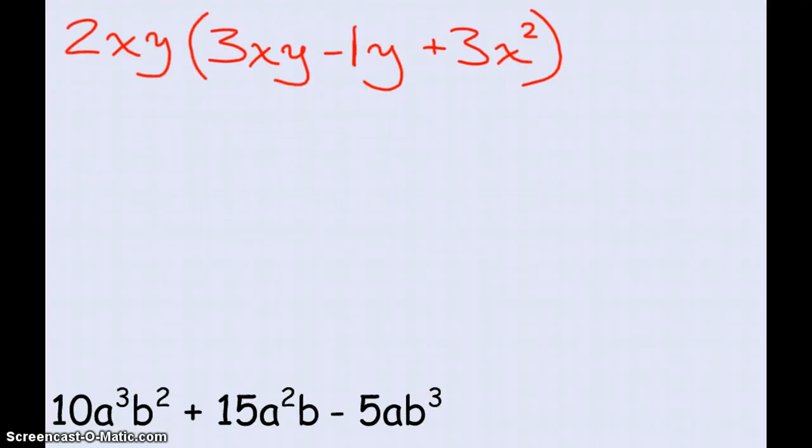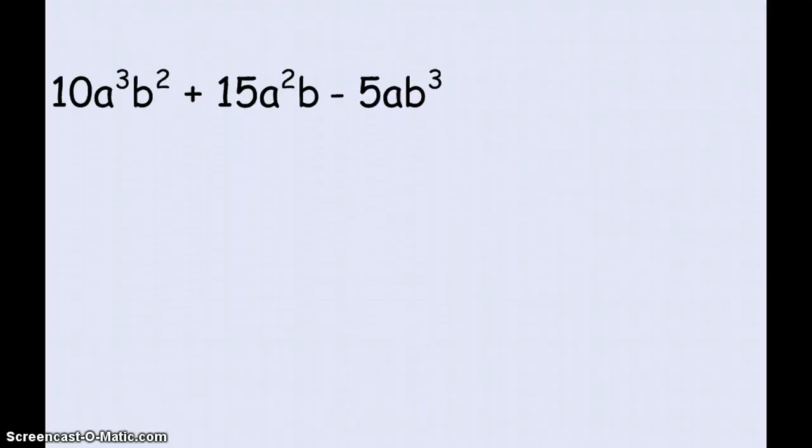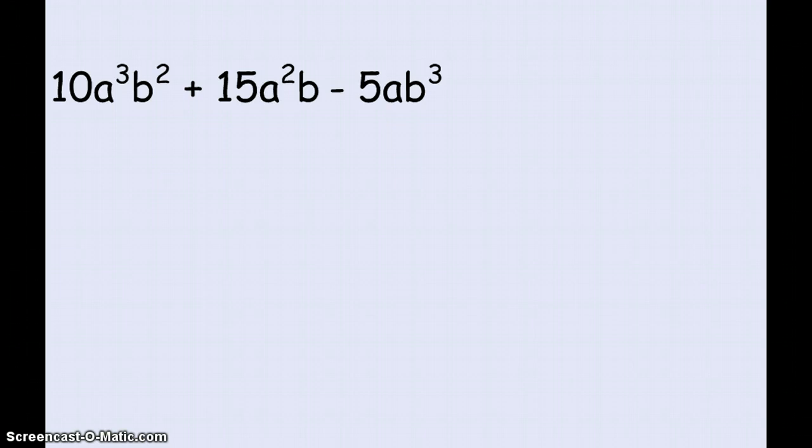Okay. So from there, we look at this next one here. 10 a cubed b squared plus 15 a squared b minus 5ab to the third. Again, I look at all of the coefficients. My smallest one is 5. I check. Yes, they are all divisible by 5. So I can take a 5 out. And then I look, does each of my terms have an a? It does. Smallest exponent being 1, so I take an a to the 1 out. And I look and evaluate. B has the same characteristic. There's b to the 1 is the most common between them all.